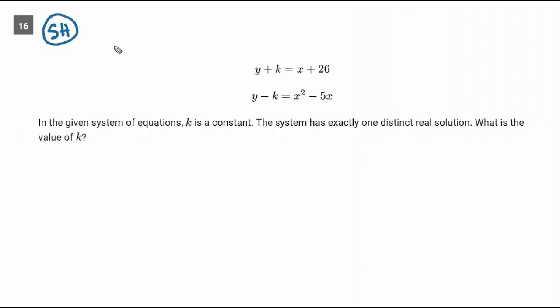You got 2 equations. In the given system of equations, k is a constant. The system has exactly one distinct real solution. What's the value of k? So write down what you want.